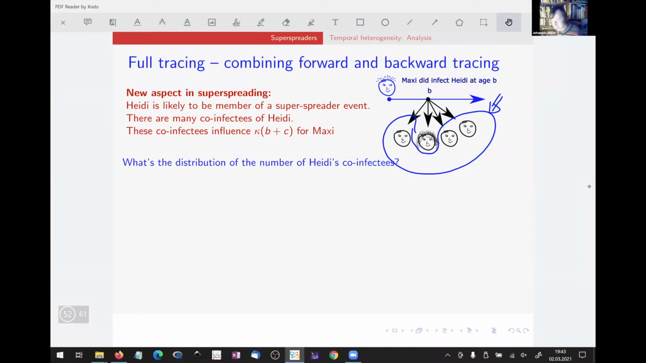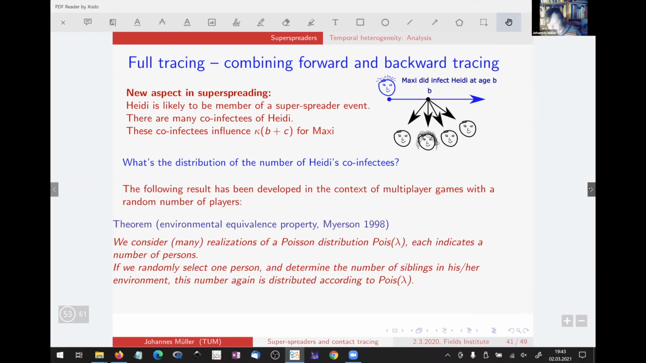That's an interesting point, which I learned. It's the only point I want to mention for this analysis. This question has also been raised in the context of multiplayer games with a random number of players. Myerson, 1998, developed what he called the environmental equivalence property. The idea is basically the following. You have a lot of families, and each family size is Poisson distributed.